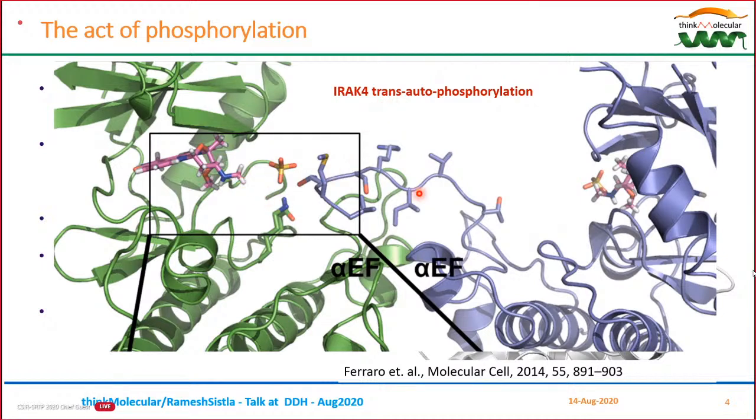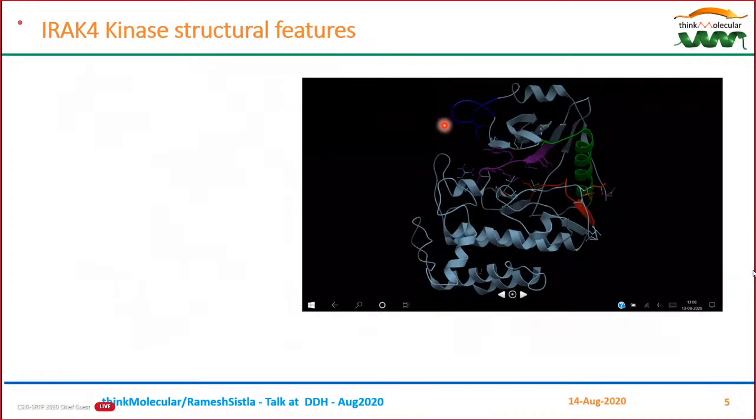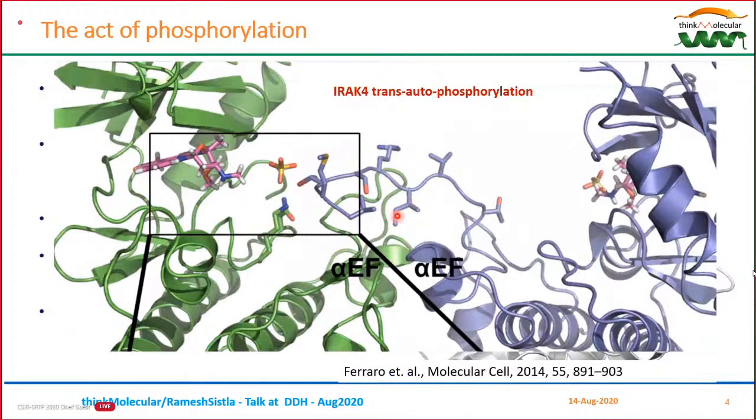So it is trans and auto at the same time, because in a biochemical assay, you would see it as autophosphorylation. But structurally speaking, we need two molecules here. Therefore, we say IRAK4 gets trans-autophosphorylated. Okay. And this is precisely what happens in the Myddosome complex, where a number of IRAK4 molecules are bound along with MyD88. They get into an active conformation, and then the activated IRAK4 is sent out to phosphorylate IRAK1 and carry out other downstream processes.